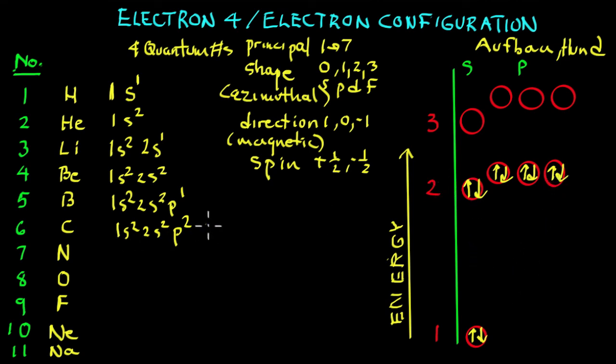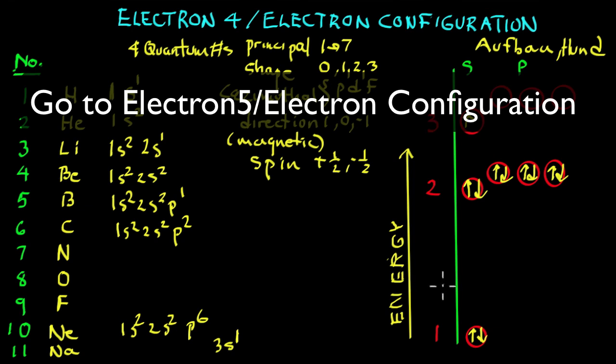Now notice this, when you get up to neon, is what we have, 1s2, 2s2, 2p6. Notice you have a noble gas. All the orbitals are filled, all the subshells are filled, and all the energy levels are filled. That's stability. And now you go to sodium, and now you end up with a 3s1. Okay, well, we're going to stop right there, and we'll be dealing a lot more with this.